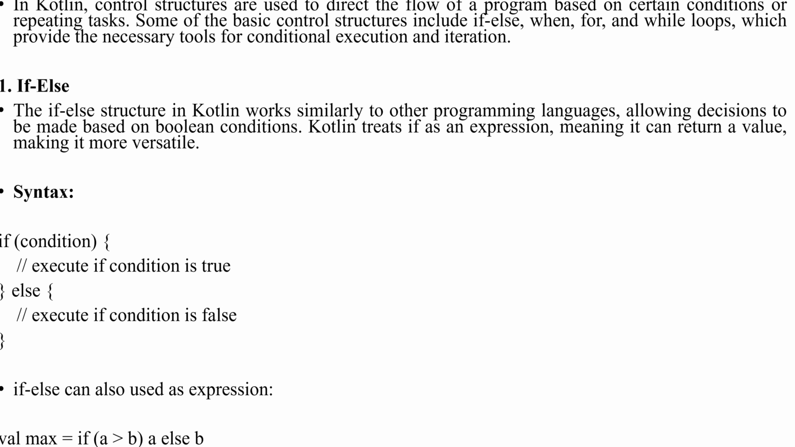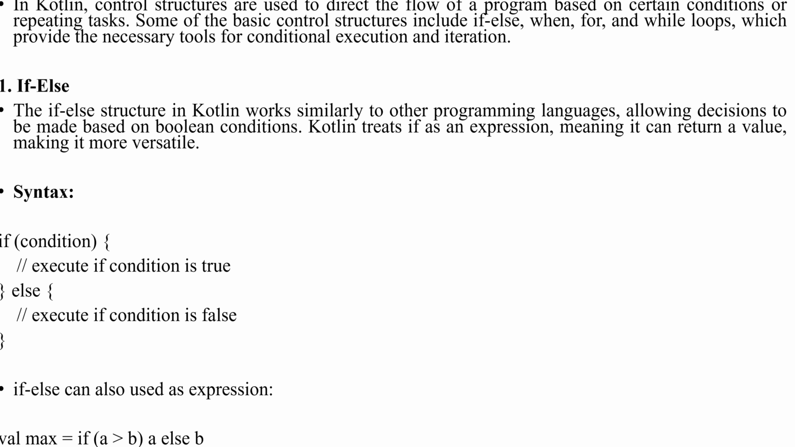Now the control structures in Kotlin. Control structures are used to direct how a program flows based on certain conditions or a repeating task. Some of the basic control structures include if-else, when, for, and while loops, which provide the necessary tools for conditional execution and iteration. If-else in Kotlin works similarly to other programming languages, allowing decisions to be made based on Boolean conditions. Kotlin treats if as an expression, meaning it can return a value, making it more versatile.